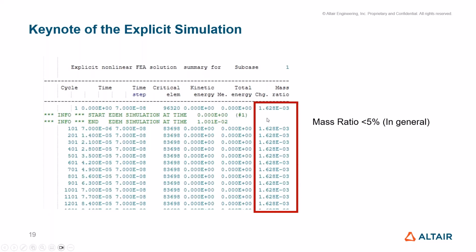So this is the mass ratio which we should properly check, and it should be less than 5%. The mass ratio in the output file of the FEA solver is written as a non-percentage, which means you have to multiply this value by 100. That is 1.628e-3 multiplied by 100, which comes to 0.16 percent, which is less than 5 percent. So it is okay to get good results with this kind of mass ratio.